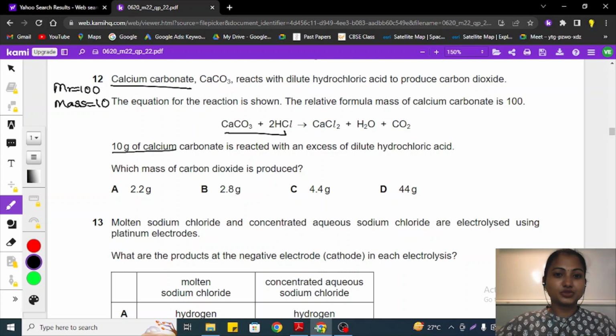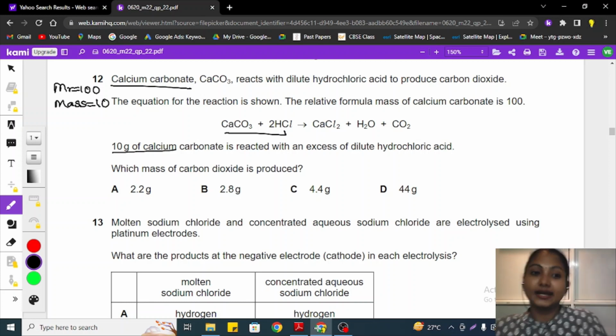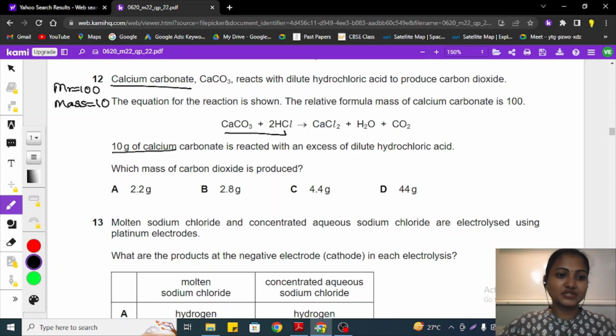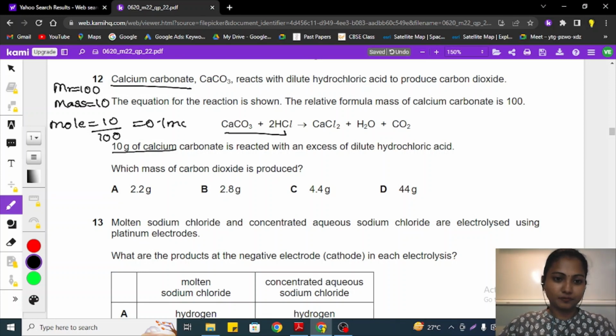So let's start with the 12th question. The 12th question says calcium carbonate reacts with dilute hydrochloric acid to produce carbon dioxide gas. And the equation for the reaction is shown here. The relative formula mass of calcium carbonate is given to us, students. It is 100. So the molecular mass for calcium carbonate is 100. The mass given is 10. Let's find out the mole. 10 upon 100. Mole is very simple. Mass upon Mr, we get 0.1 mole.